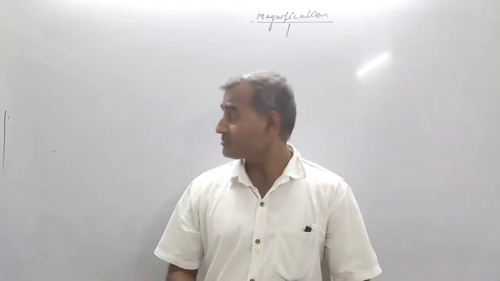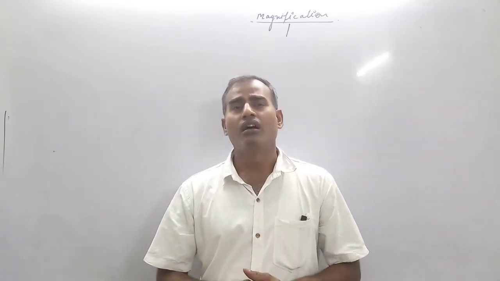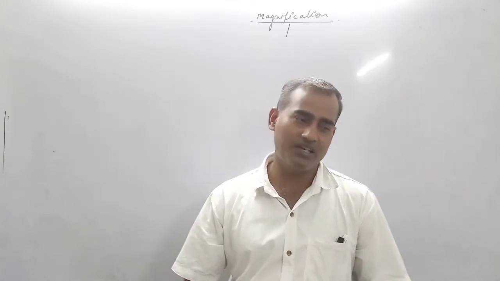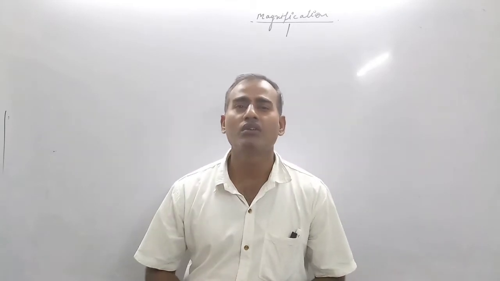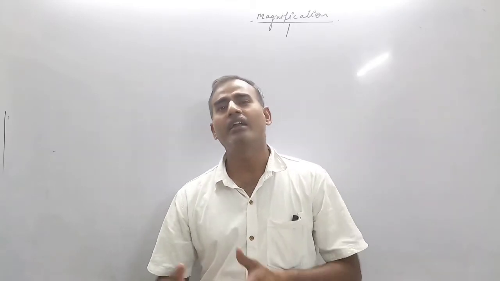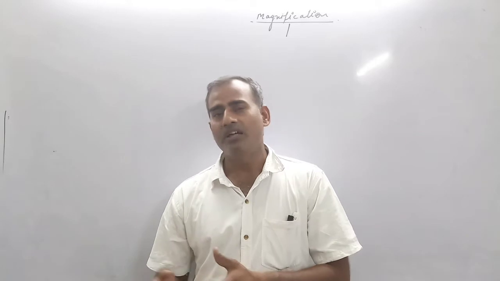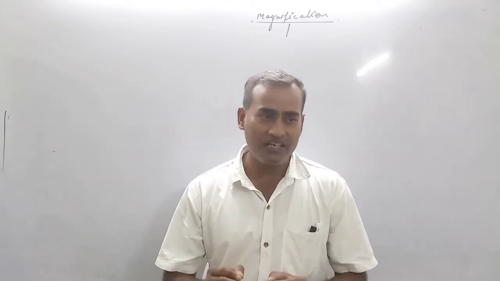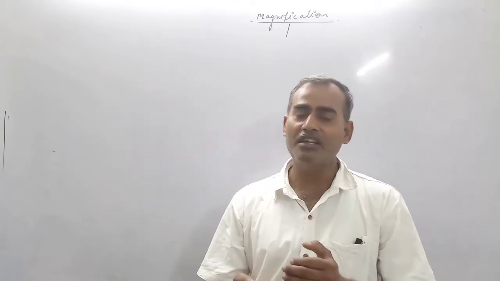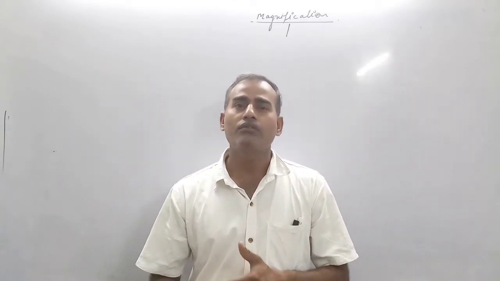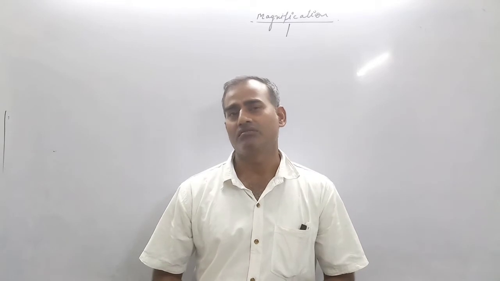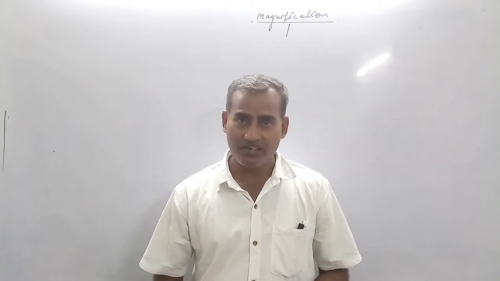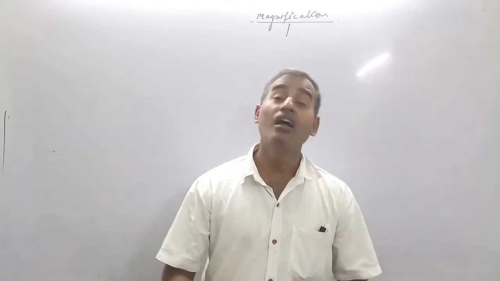Now let us see, in our previous lectures on linear magnification, I gave you the formula m equal to I by O and m equal to V by U, so I by O equal to V by U. This is called linear magnification. The ratio of the height of image to height of object is called linear magnification, also called transverse magnification. Now, what is axial magnification?